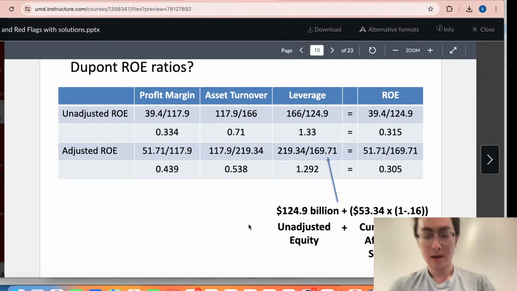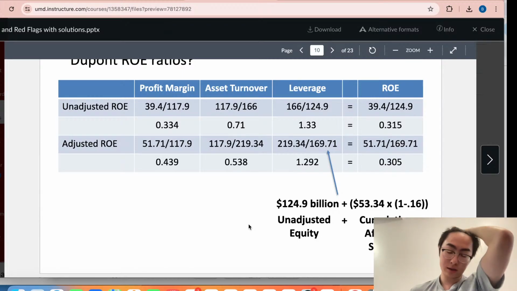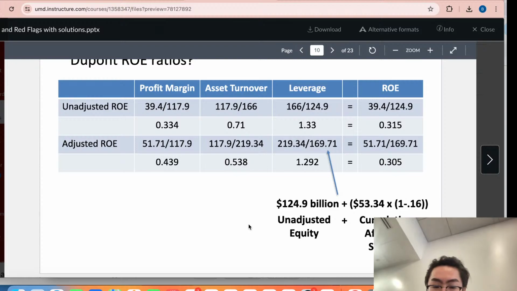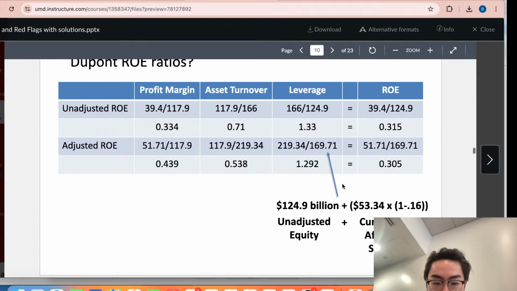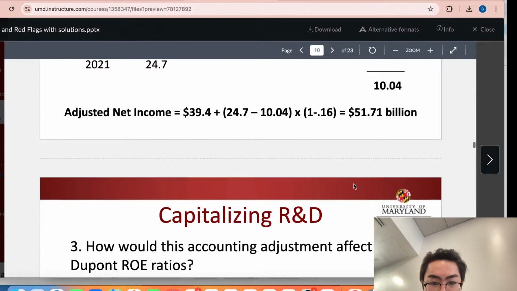Current equity, okay, identifying red flags, 124.9 billion. Unadjusted equity is 53.34 plus cumulative tax after savings. Oh, so this is the common equity. Oh, so you have to add your earnings here. Seems like, wait.